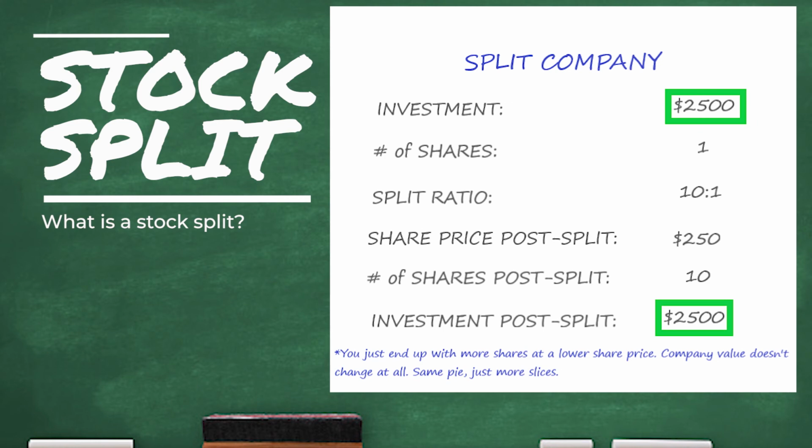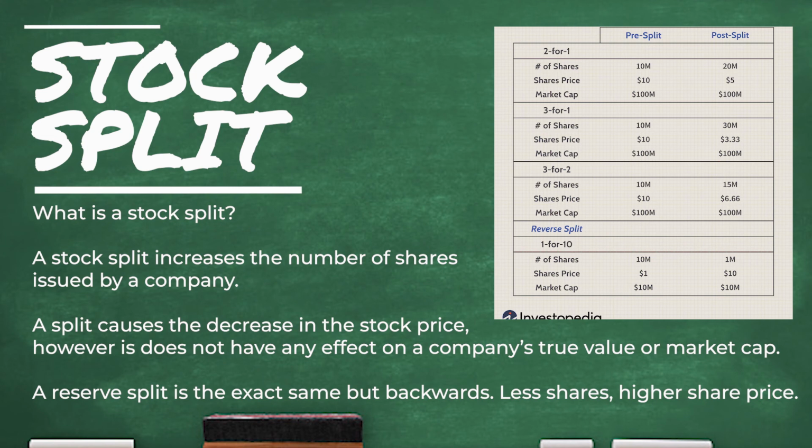If they split by 10, you would have 10 shares for each one you owned prior to the split, but they would be worth $250 per share. It's really simple math. Nothing changes fundamentally. Sometimes struggling companies will decide to do a reverse split to reduce the number of shares available or to increase their stock price to meet index thresholds. This is the exact same idea but in reverse. Reverse splits are usually a sign that things aren't going well for the business.